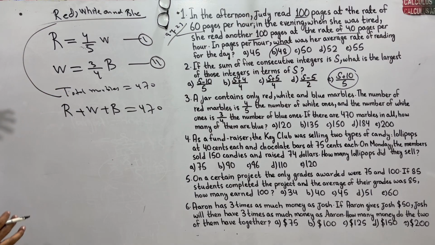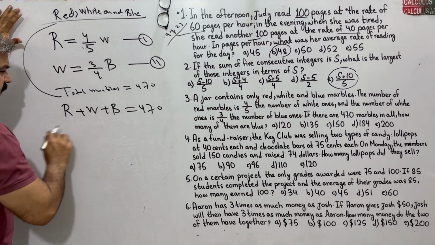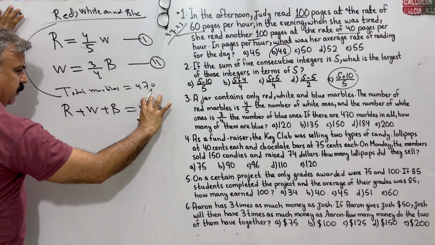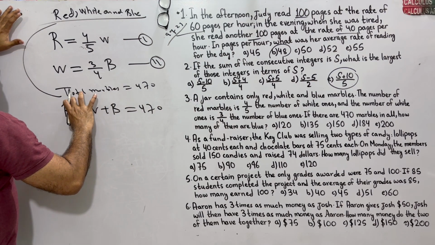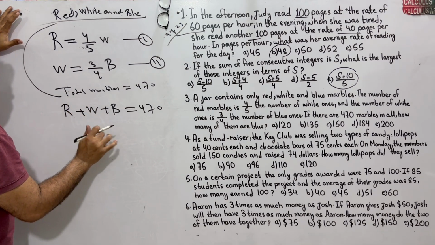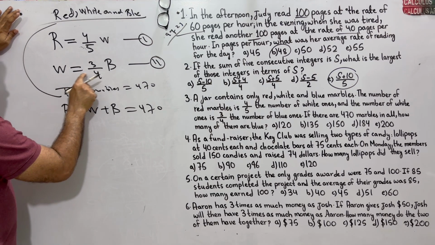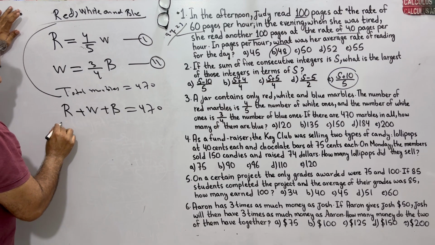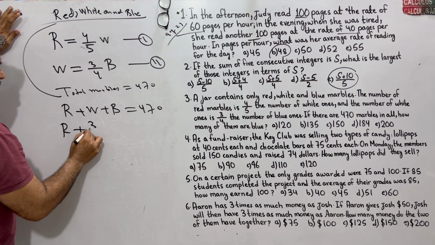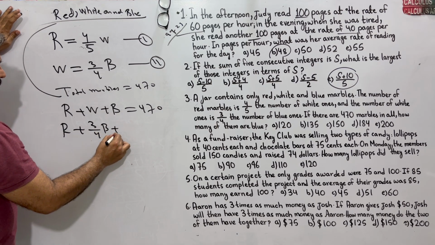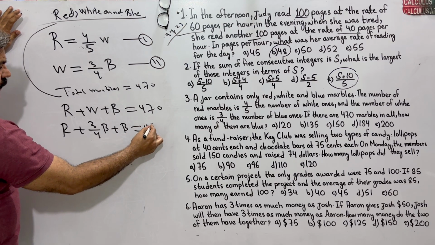Now we have to find blue marbles. Let me convert this complete equation into blue marbles. I can easily switch over. Instead of white ones, I can write 3 over 4 B. R plus 3 over 4 B plus B is equal to 470.